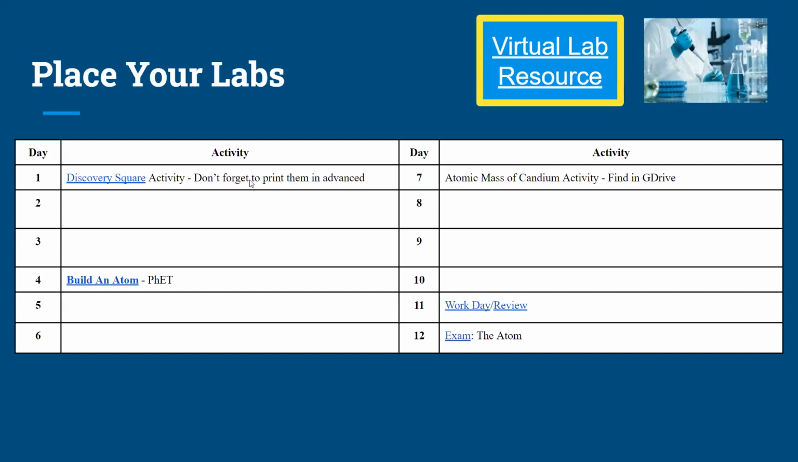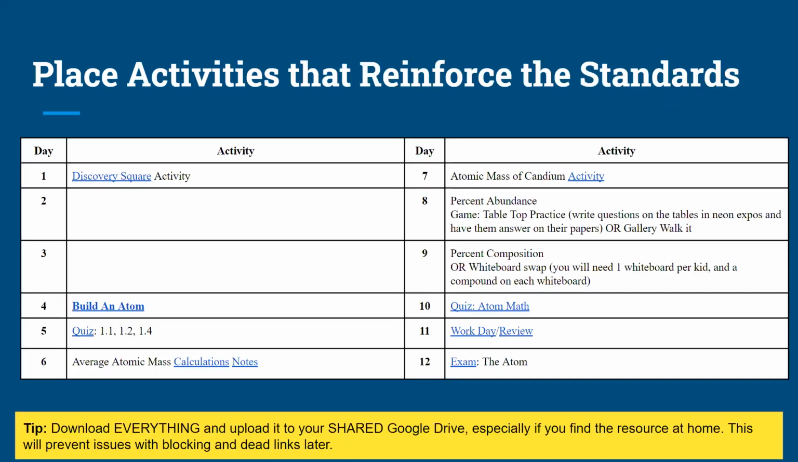But once I've placed my labs, I ask myself, what other activities do I want to do? So I think back to the I can statements. And in this one, I need to be doing percent composition. I need to be doing calculations. Anything that's math related, I need a day of practicing the math. So I go find my activities and I place those on there. I know I'm going to do a day where we just calculate percent composition. I know I'm going to do a day where we work on percent abundance calculations because that's going to take them a minute. And atomic mass calculations, I'm going to need that.